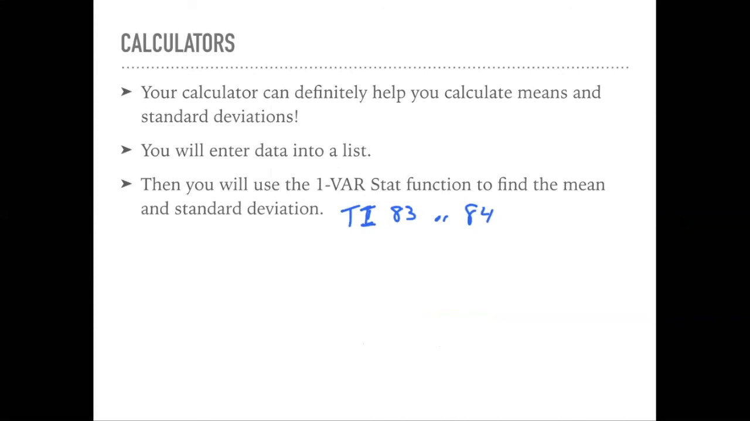And entering data into your list, in order to do that, if you have your 83 or 84 calculator in front of you, you're going to press the stat button and then you're going to choose the edit option. And then it should have a nice list menu. You'll type a number, hit enter, type a number, hit enter, and so on. Once you've typed all of your values, you'll quit out of there. Then you'll go back to stat. You'll go over to calc, and the one var stats option is there.